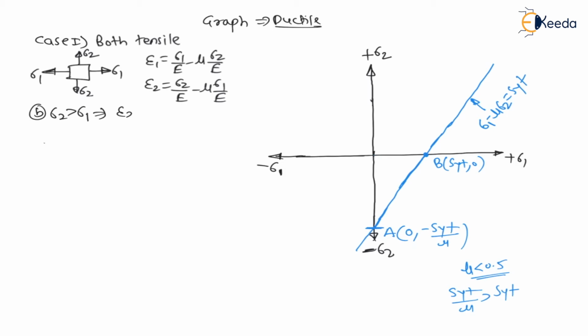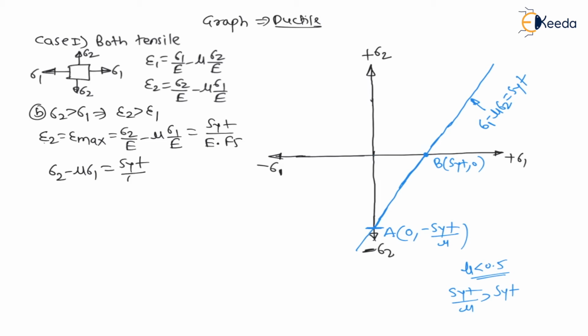In this case E2 will be more than E1. Therefore E2 is nothing but E max, which is nothing but sigma 2 by E minus mu sigma 1 by E. Now this E max we have to equate with Syt divided by E into factor of safety as per theory. Therefore in the denominator E will get cancelled, and the equation becomes sigma 2 minus mu sigma 1 is equal to Syt divided by factor of safety.